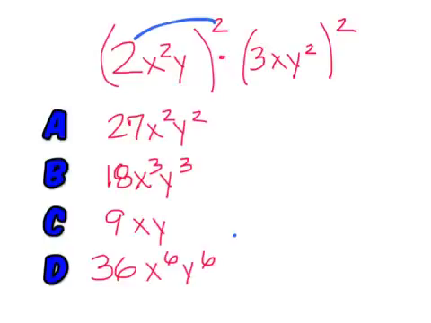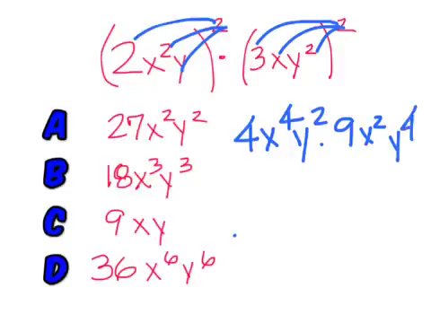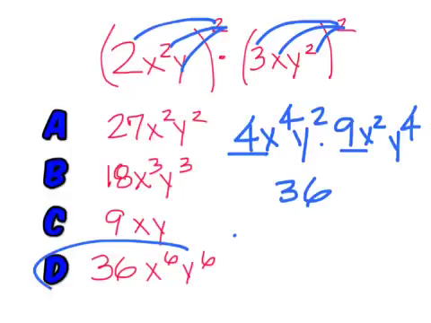2 to the 2nd is 4. X to the 2nd is x to the 4th. And y to the 2nd is just y to the 2nd. 3 to the 2nd is 9. X to the 2nd is x squared. Y to the 2nd is y to the 4th. 4 and 9 are 36, and once you get to that point, it'll be 36x to the 6th, y to the 6th. No other option in there has 36.